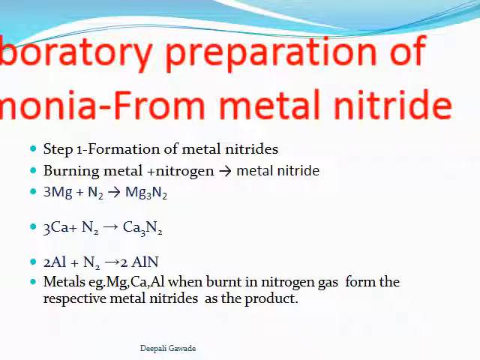Second method of preparation of ammonia in the lab: from metal nitride. It involves 2 steps. Step 1: formation of metal nitrides. Burning metal plus nitrogen gives metal nitride. Metals like magnesium, calcium, aluminium, when burnt in nitrogen gas, form the respective metal nitrides as the product.